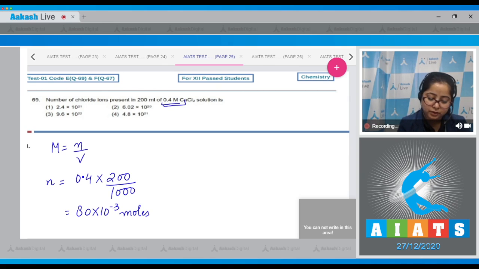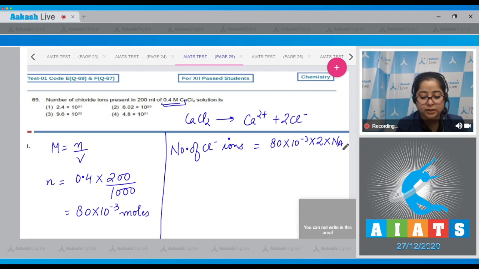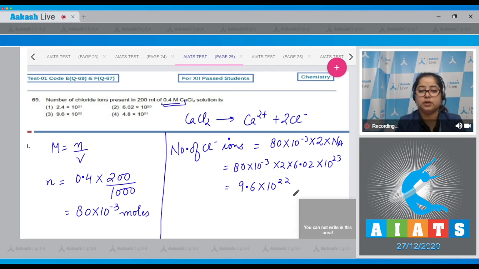Now students, we know that 1 mole CaCl2 gives 2 moles of chloride ions. So number of Cl- ions is equal to number of moles of calcium chloride, which is 80 into 10 to the power minus 3, multiplied by 2, multiplied by NA, which is ultimately equal to 80 into 10 raised to the power minus 3 into 2 into 6.02 into 10 raised to the power 23, which is equal to 9.6 into 10 raised to the power 22. That means the correct answer is option number 3.